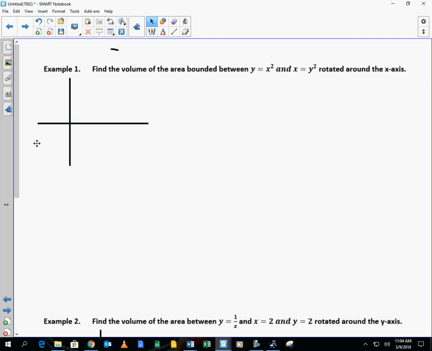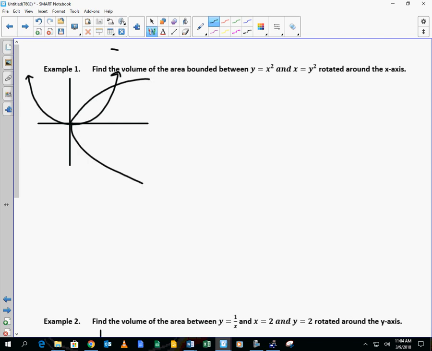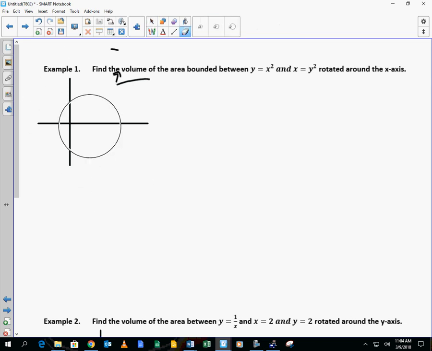All right, so let's look. Find the volume of the area bounded by y equals x squared and x equals y squared rotated around the x-axis. Ugh, what is this? What do the shapes even look like? Yep. So an upright parabola and a sideways parabola. So which part am I really focused on? That part right there, right? So I'm going to redraw it so I see really just that portion.